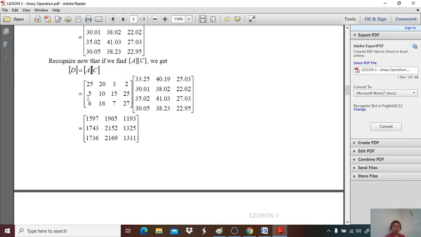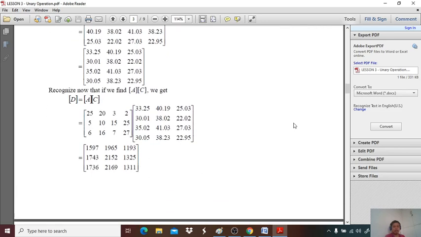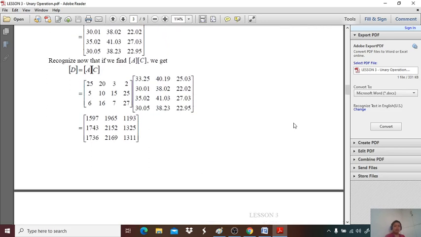Next is the second row times the second column. So that is the total sales of the second tire, which is the Michigan. While for the Copper tire, we have to multiply the third row by the third column. So that is in D33.